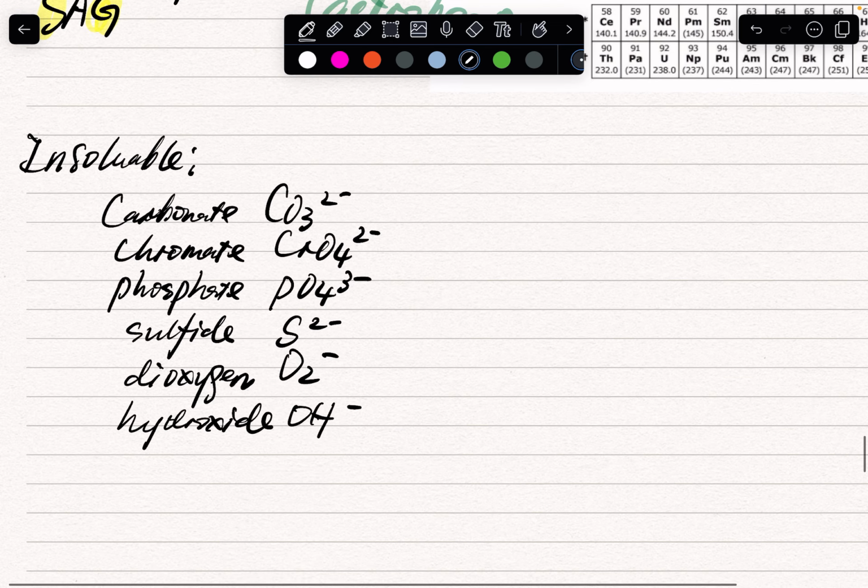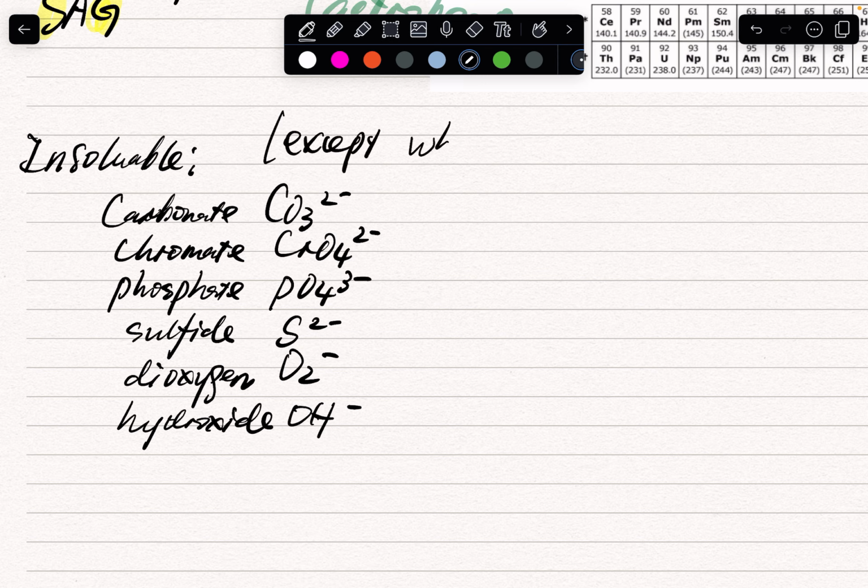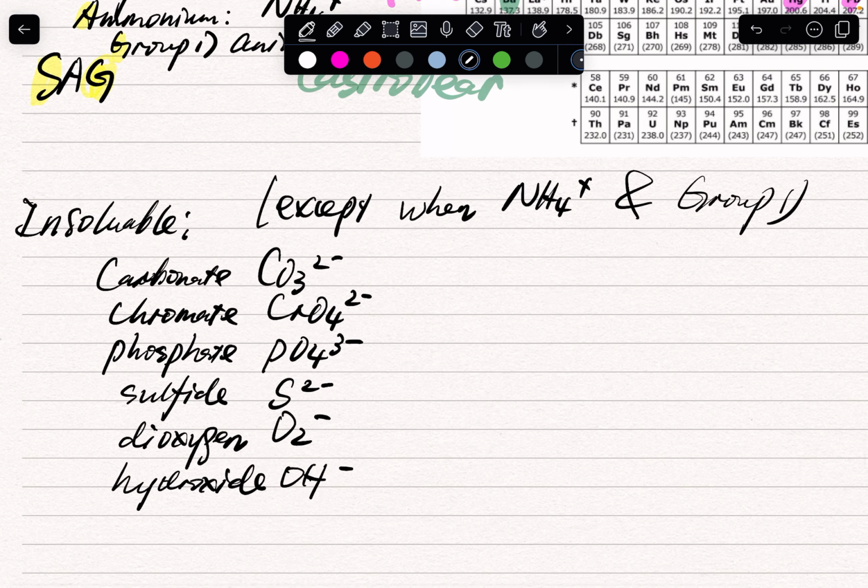When you see these ions, most of the time they're insoluble, except when they're combined with NH4 plus ammonium and the group 1 cations. So the exception applies to all of these. I didn't find a mnemonic online that would describe those insoluble ones, so maybe something like CCPSOO, or CPSOO. I don't know. If you guys have some great ideas, please leave a comment down below to come up with an insoluble mnemonic. And I hope this is all helpful.